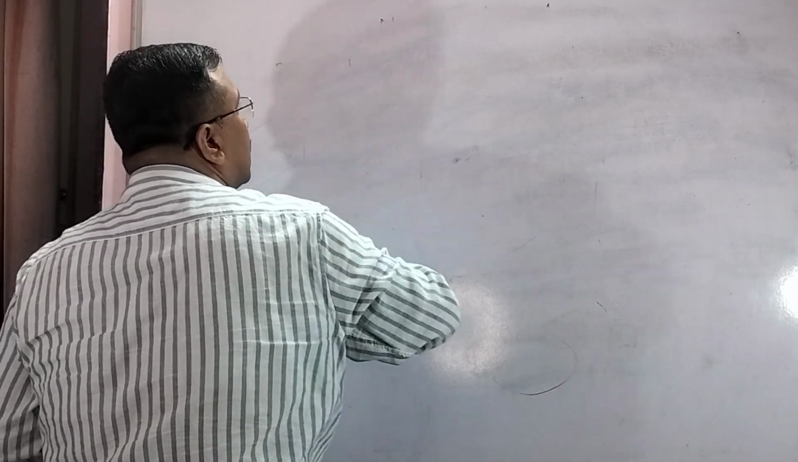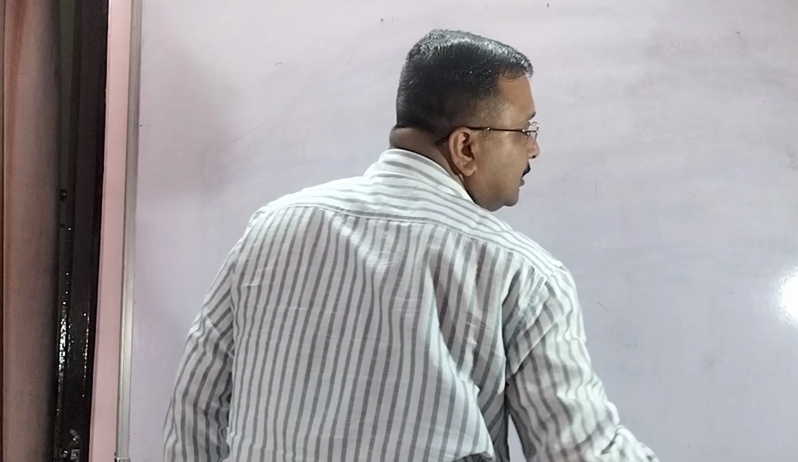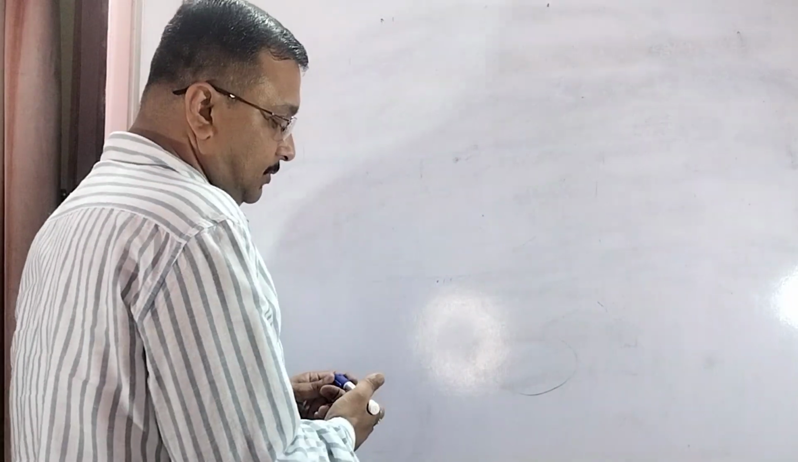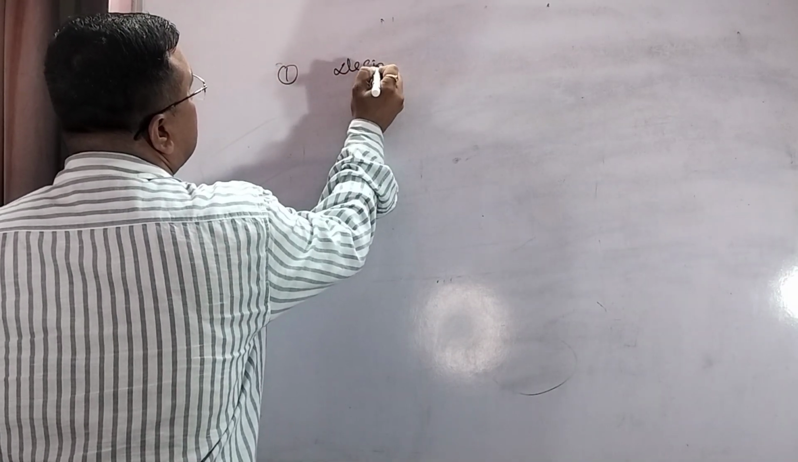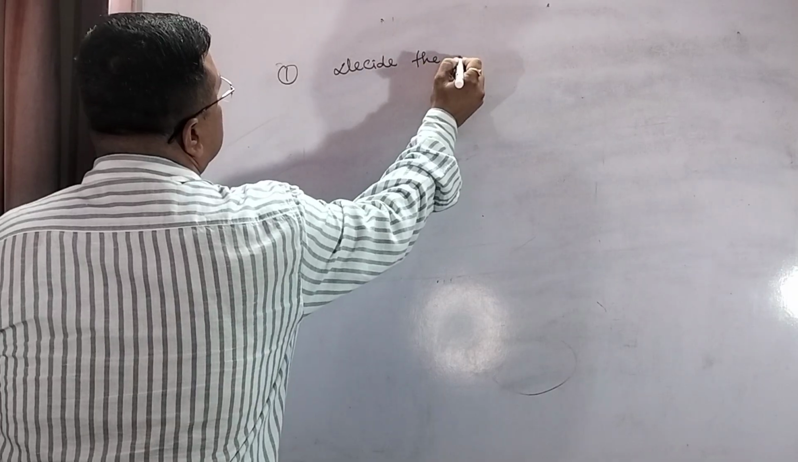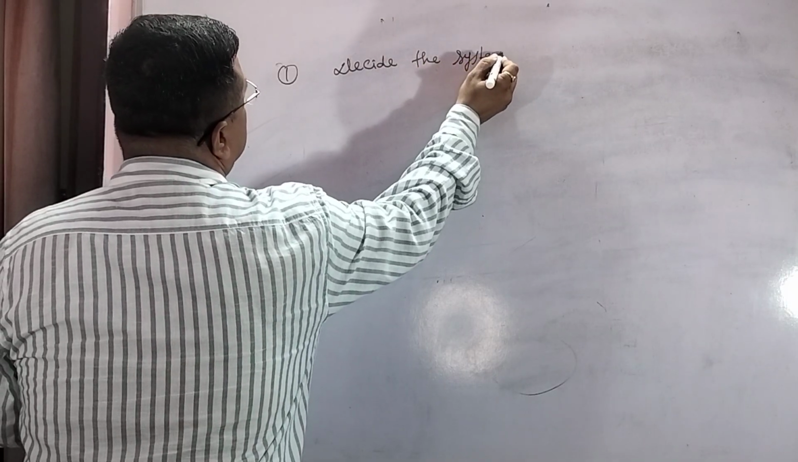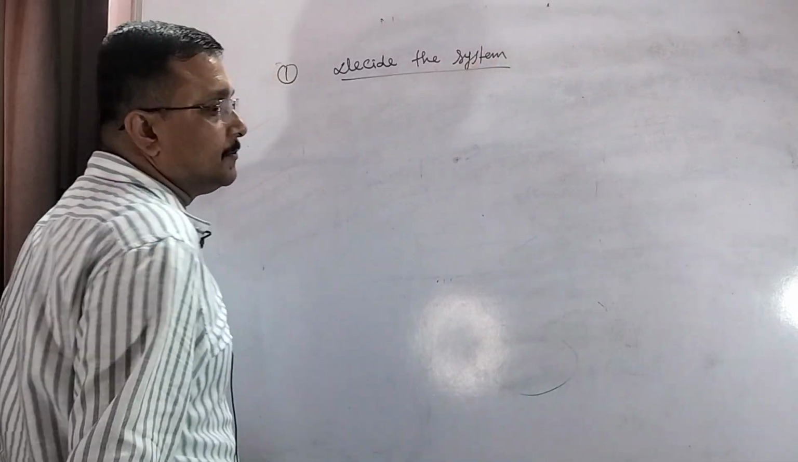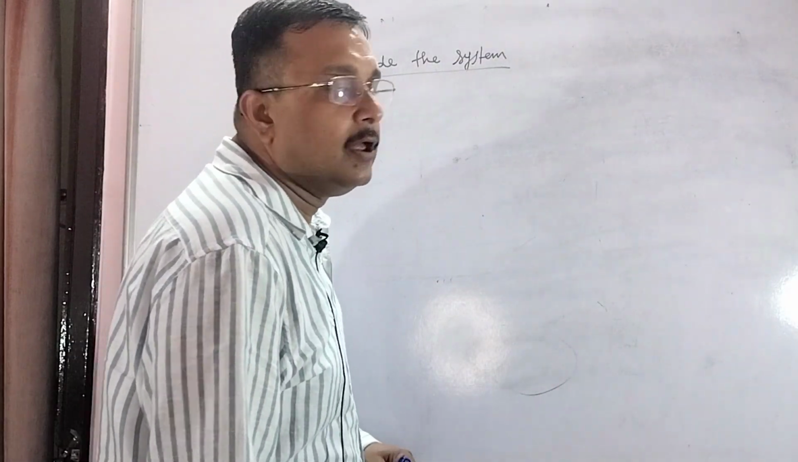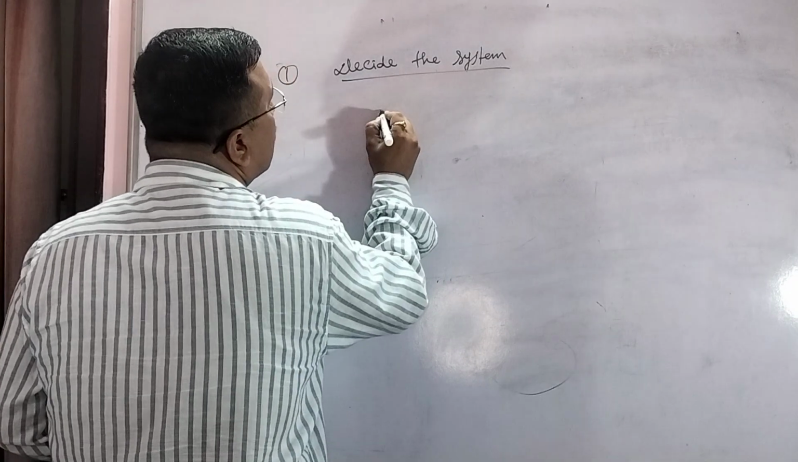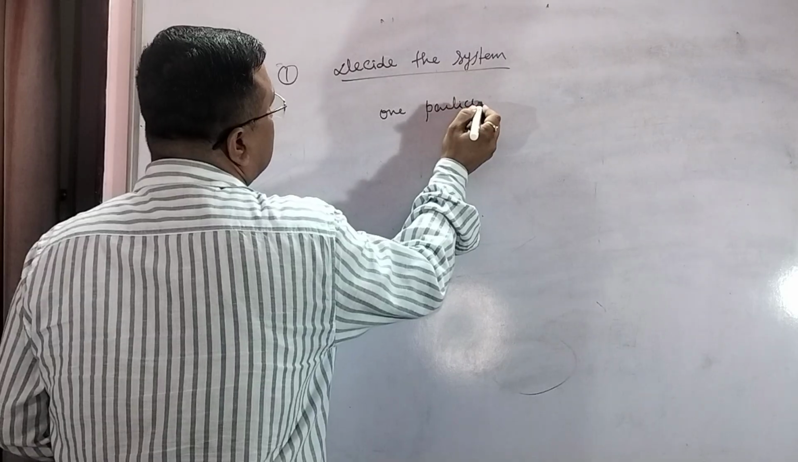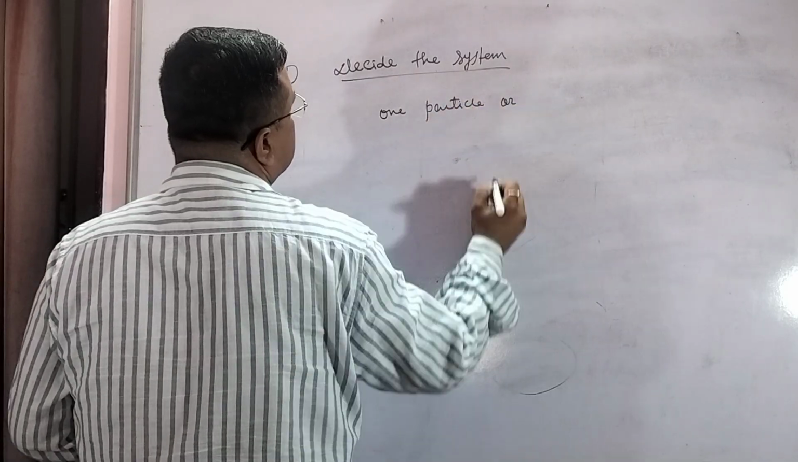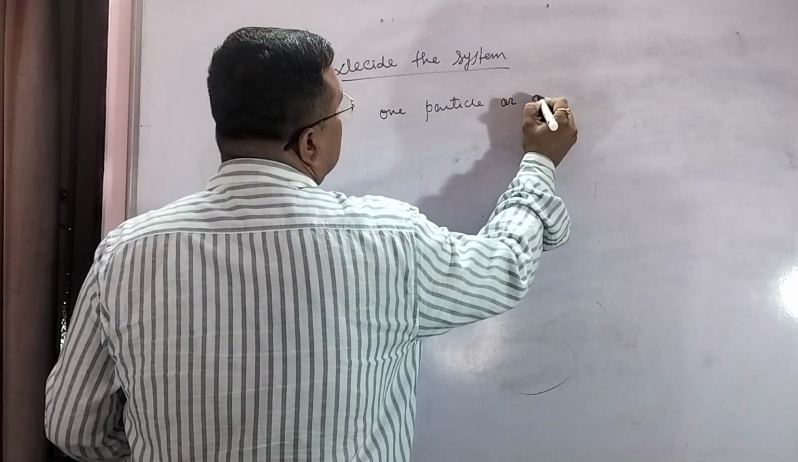For solving or applying Newton's laws of motion, remember some things. First, decide the system. The system can be one particle, one body, or a number of particles.